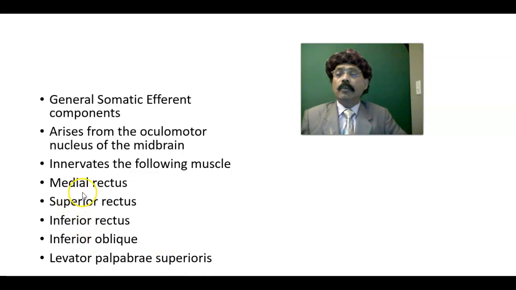Okay, and these muscles are essential for rotation of the eyeball. Medial rectus rotates the eyeball medially, superior rectus rotates the eyeball upward, inferior rectus pulls the eyeball downward, and inferior oblique muscle, okay, that actually elevates the eyeball. It also abducts and also extorts the eyeball.